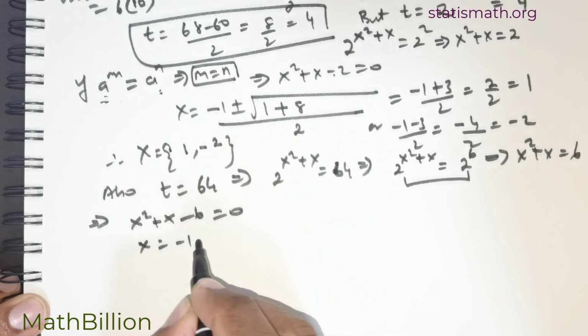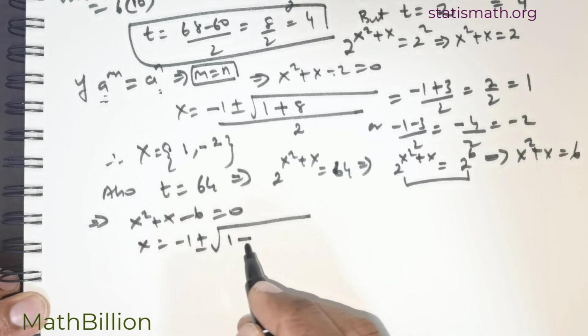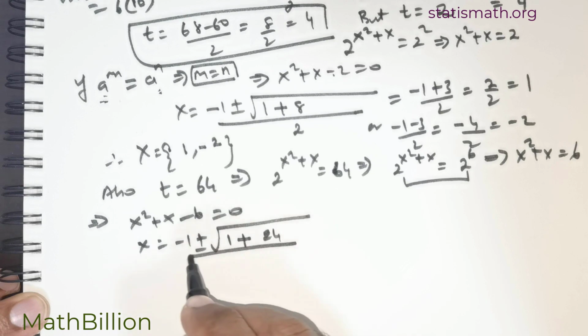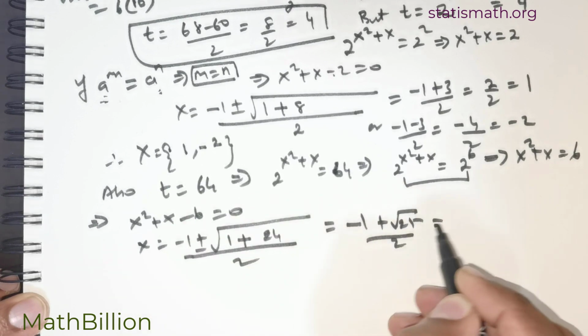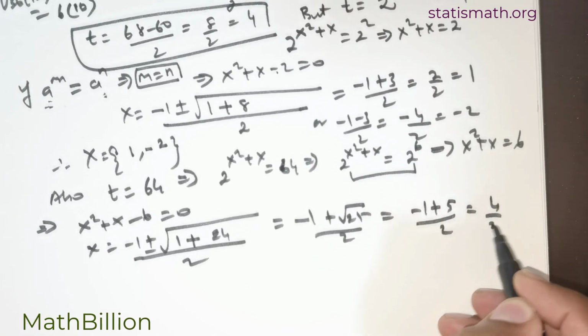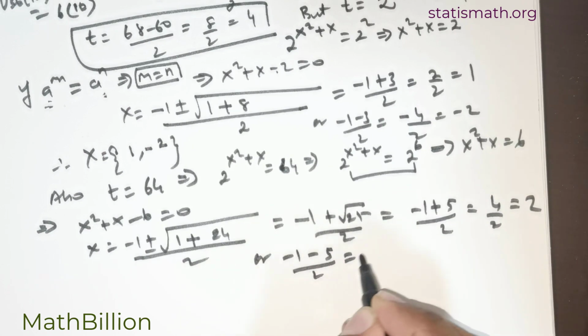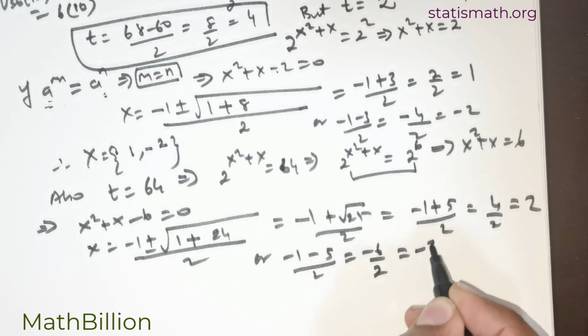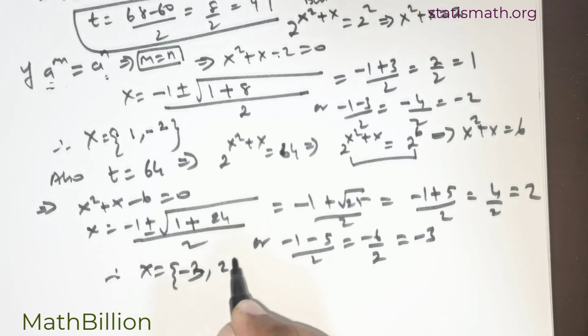So x is equal to negative 1 plus or minus root of 1 plus 24, divided by 2, which is equal to negative 1 plus or minus root of 25 divided by 2. Negative 1 plus 5 divided by 2, which is 4 divided by 2, which is equal to 2. Or negative 1 minus 5 divided by 2, negative 6 divided by 2, which is negative 3. So therefore x is equal to, in fact let me write the negative value first, negative 3 comma 2.